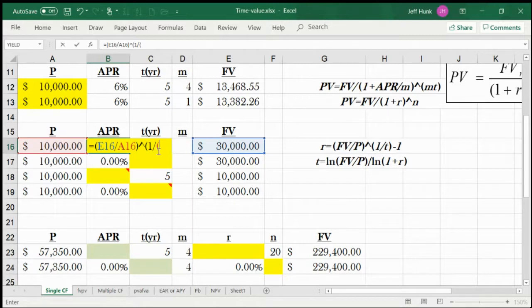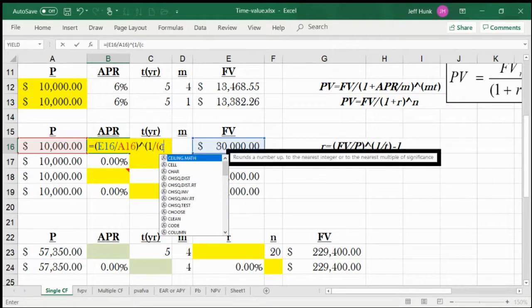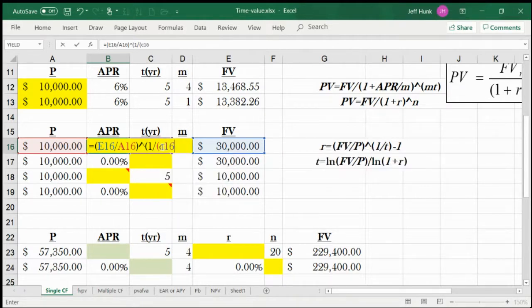Now, t is in C16, and I would like to click in C16, but you can't. When a cell containing a formula is showing, the formula is hovering over, covering C16, so you cannot click it in. In that case, you will just need to type it in. And then C16 times D16, and minus 1.